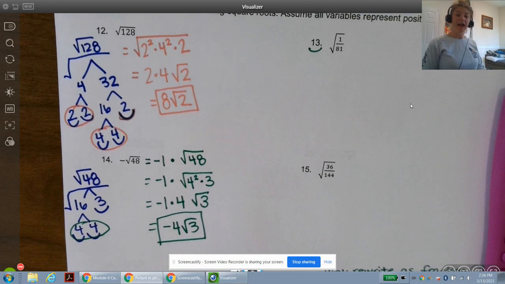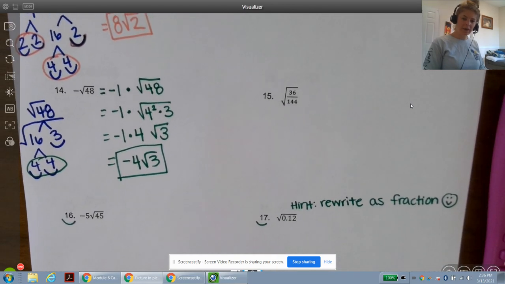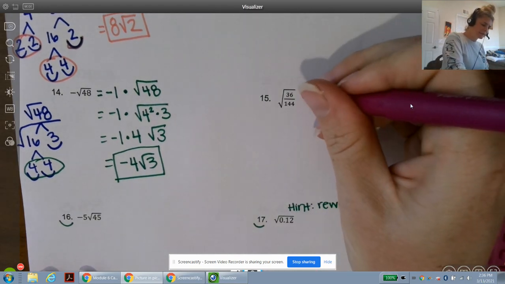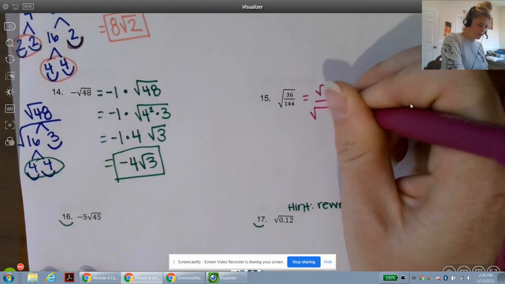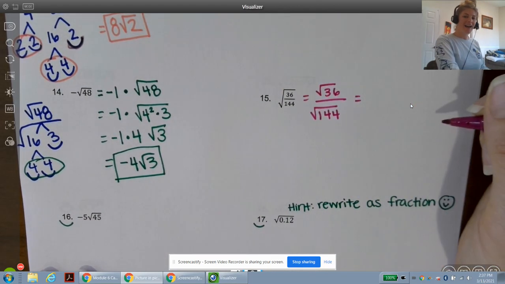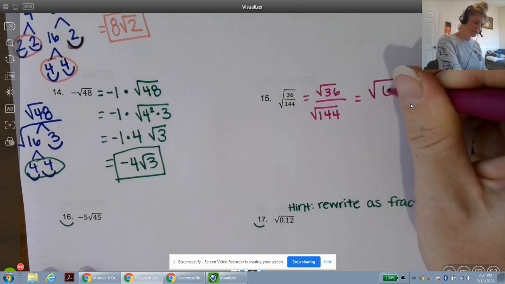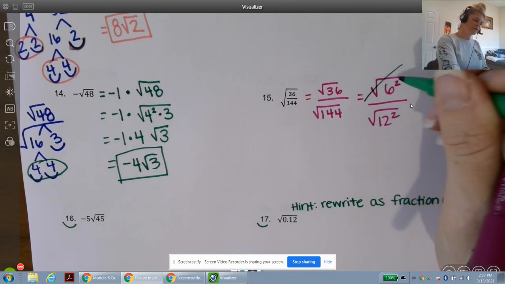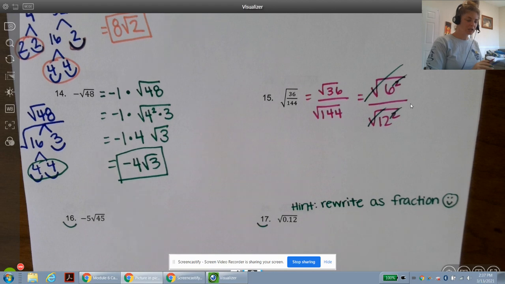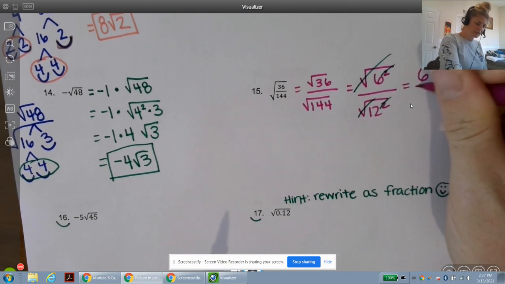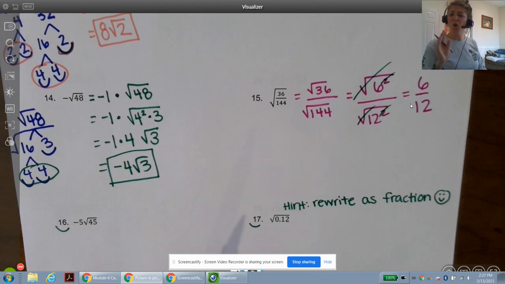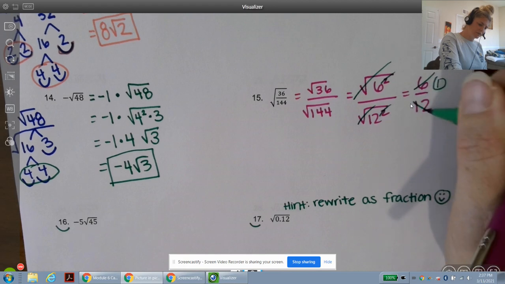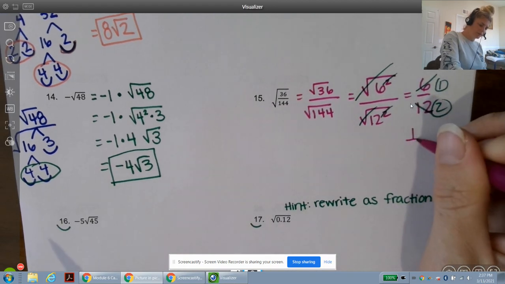Okay, so let's take a look at 15. Hey, this is that rule we were just talking about, where this is the square root of a fraction, so we can think about this as the square root of the numerator over the square root of the denominator. And maybe you notice, hey, they're already perfect squares. 36 is 6 squared, and 144 is 12 squared, and square roots and squares are inverse operations. So we get 6 over 12. And of course, for all of these, always check at the end if your answer is completely simplified. Notice 6 goes into both of these, so we end up with our final answer of 1/2.